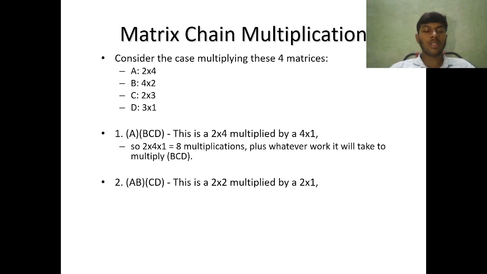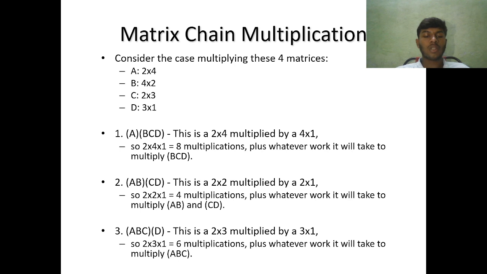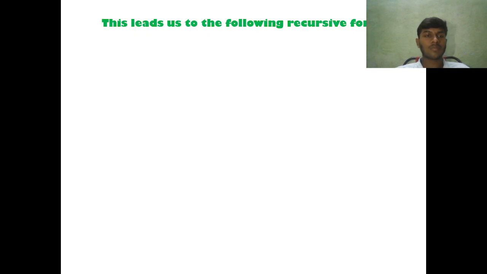Here AB is multiplied and CD, and these results will be multiplied. This is 2 by 2 multiplied by 2 by 1. So 2 into 2 into 1 is equal to 4 multiplications. And ABC into D, this is 2 by 3 multiplied by 3 by 1. So 2 into 3 into 1, that is 6 multiplications.